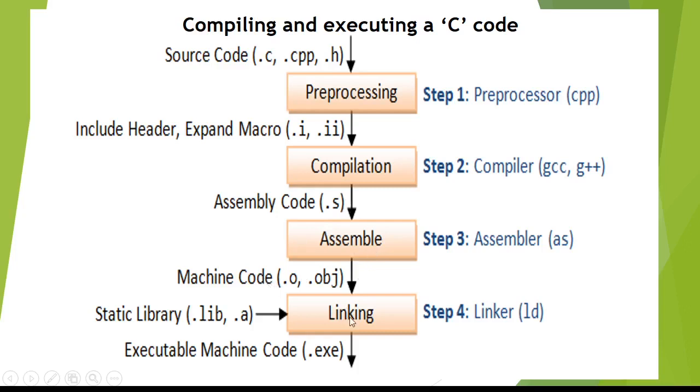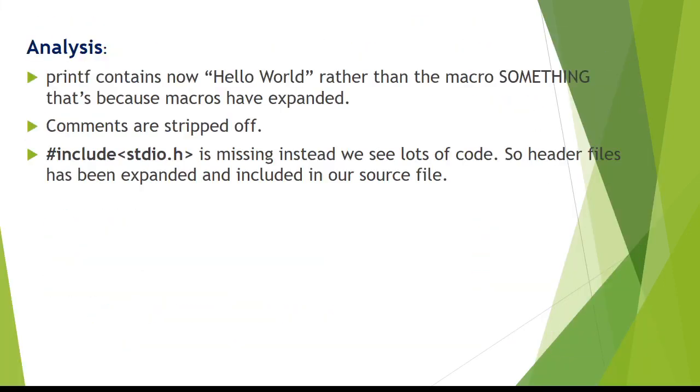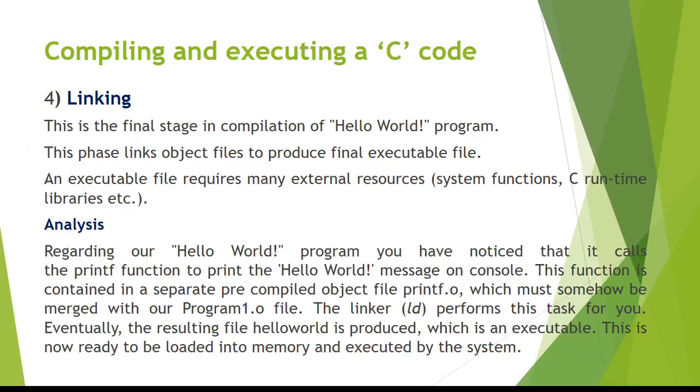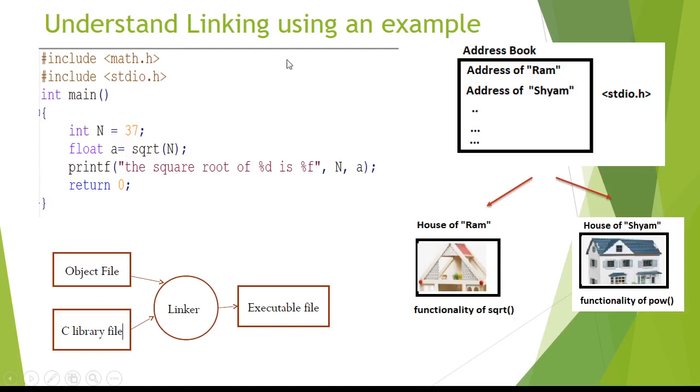At last, your linker comes into the picture, and it is basically a program that takes one or more objects generated by the assembler and integrates them into a single executable program. We'll understand this linking using an example. So let's go to the linking part. Okay, this is the definition. We'll come back to the definition once we are done with this example.